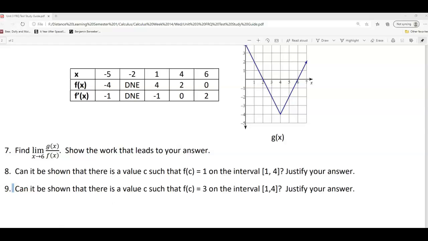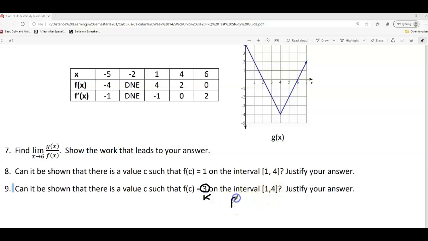Okay, can it be shown that there is a value C such that f of C equals 3 on the interval? Well, it's the same question. I hope you guys know the only difference is they've changed the K value. And so A, B, and K are still the same except for K, I guess. And then it's still continuous on the same interval.